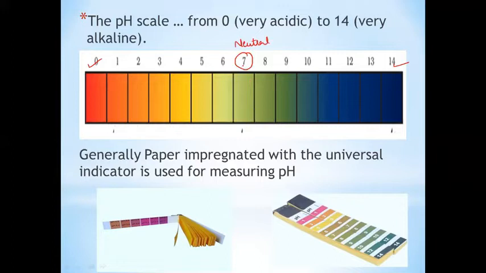If pH less than 7, then solution is acidic. If pH more than 7, then solution will be basic. If value of pH is 0, then it is highly acidic. If pH 14, then highly basic or highly alkaline. You can use pH paper or universal indicator as a solution.